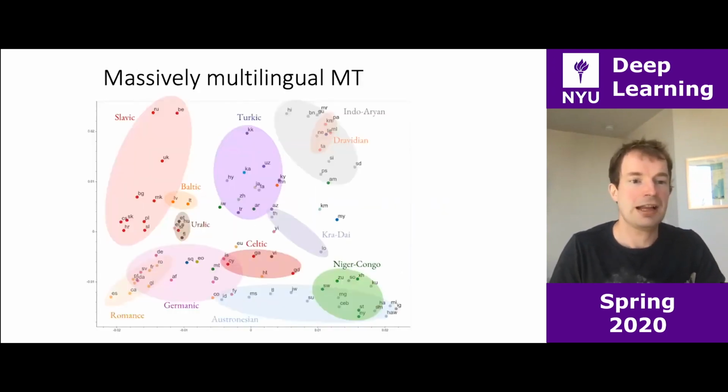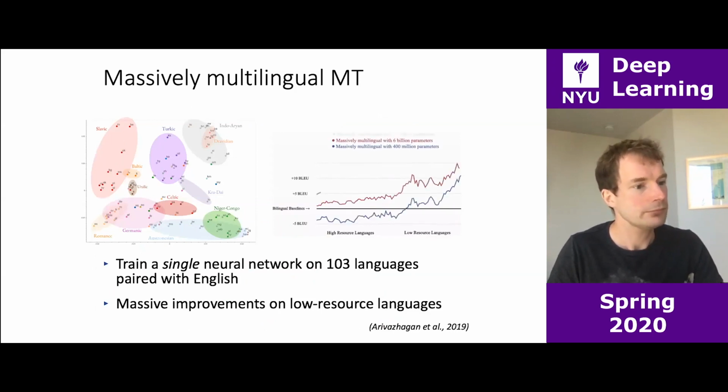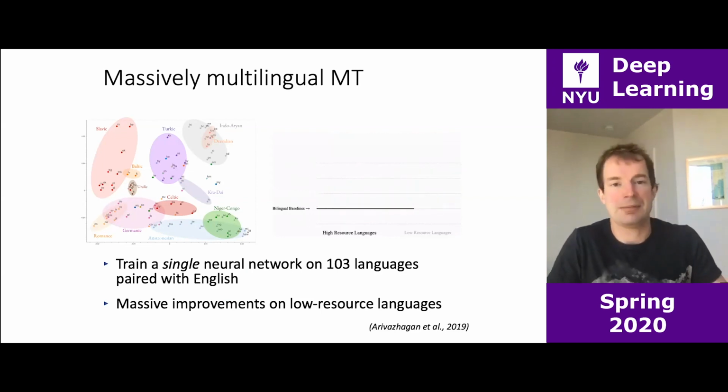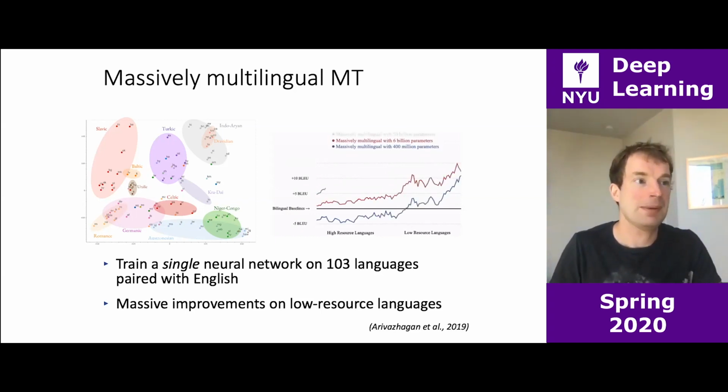One of the directions in machine translation people are exploring now is massively multilingual MT. So people are trying to not just translate between two languages, but trying to take dozens or 100 languages and train a single neural network that can translate between all of these. And if you do this, you start to see big improvements, particularly in languages where you don't have much text. Presumably the model's learning some kind of more general language-independent information.